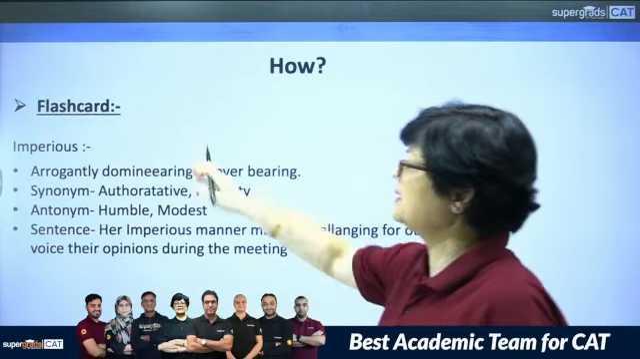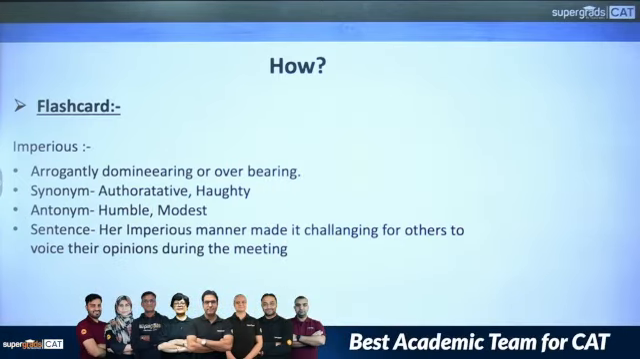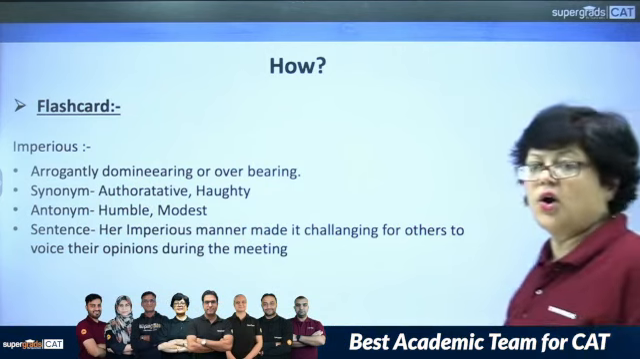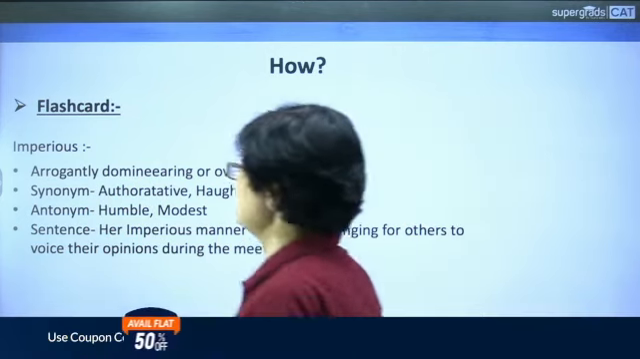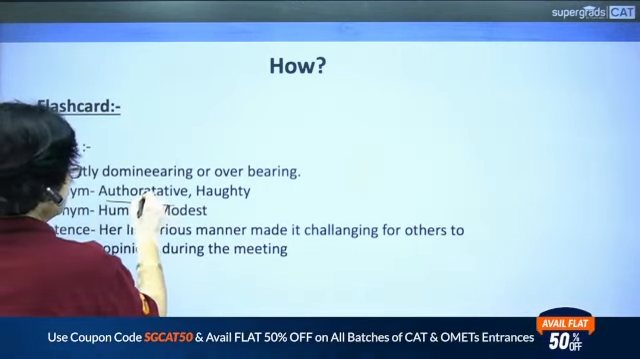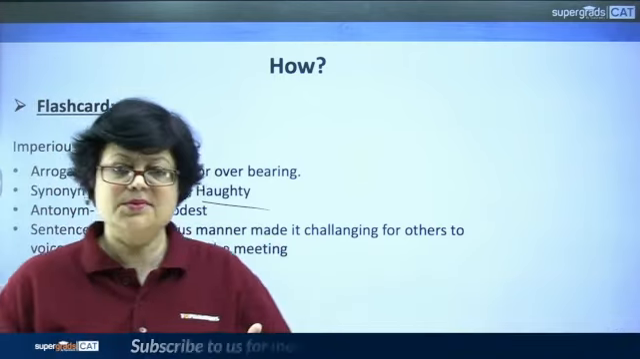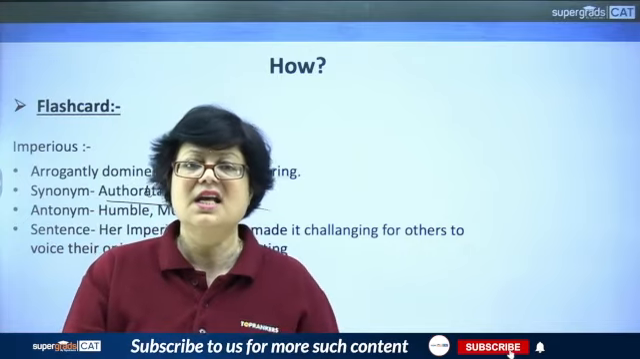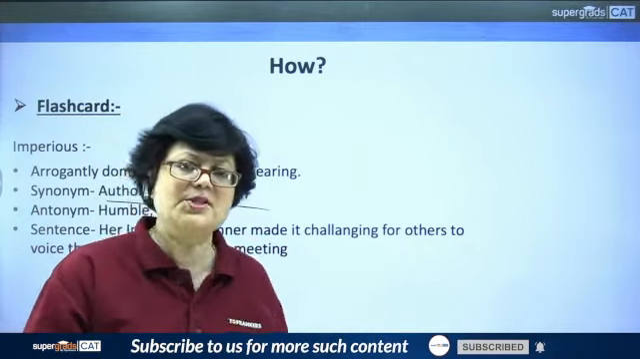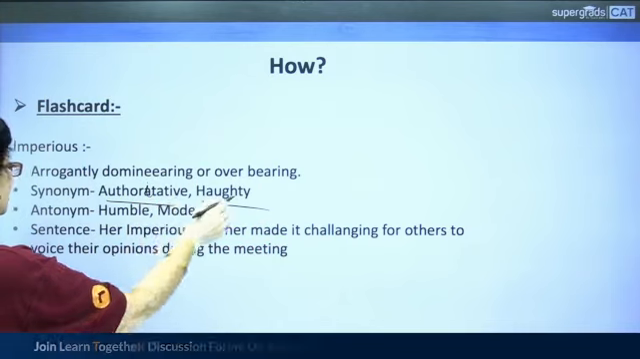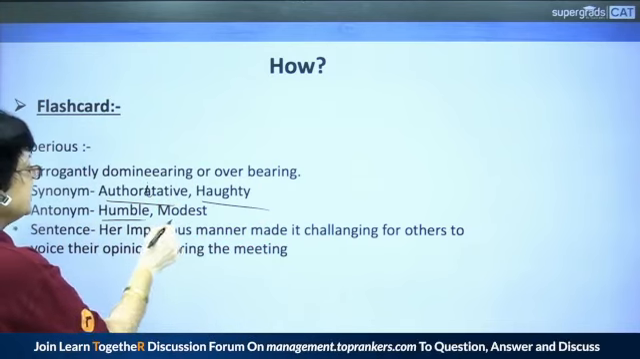Take, for example, the word imperious. Imperious means arrogantly domineering or overbearing. So what are the synonyms? Authoritative, haughty. And what are the antonyms? What is a synonym? Synonym is a word with similar meaning. Antonym is a word with opposite meaning. So synonyms are authoritative, haughty. Antonyms are humble and modest.